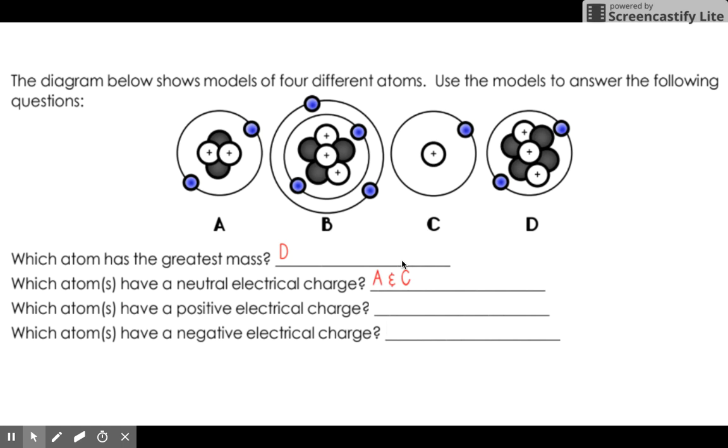Which has a positive electrical charge? That one's going to be D because it has more positives than negatives. And which atom has a negative electrical charge? That answer is going to be B.